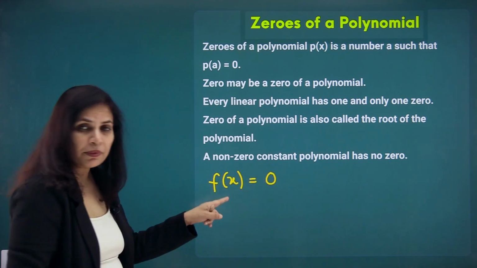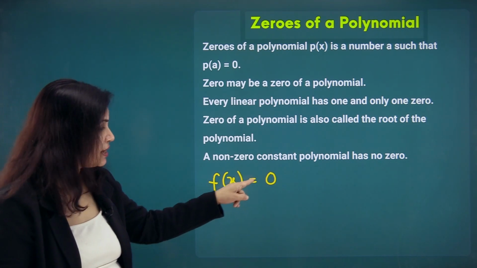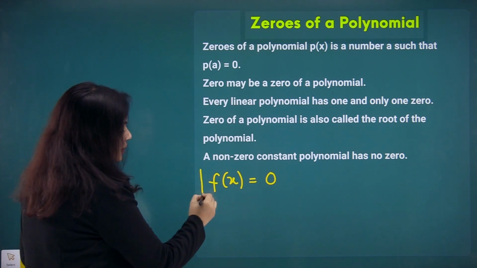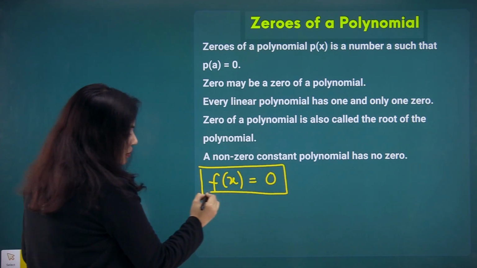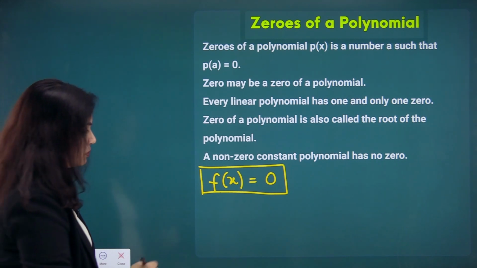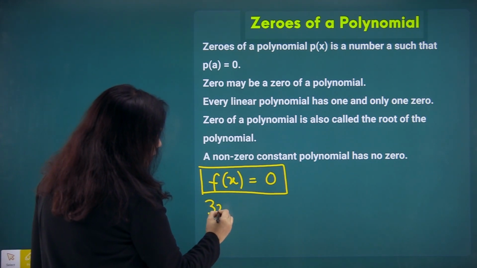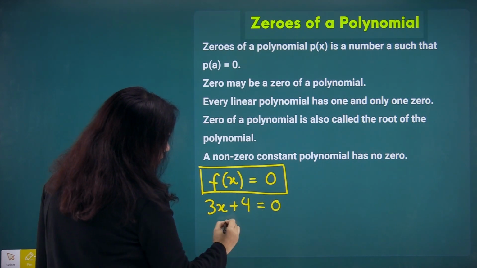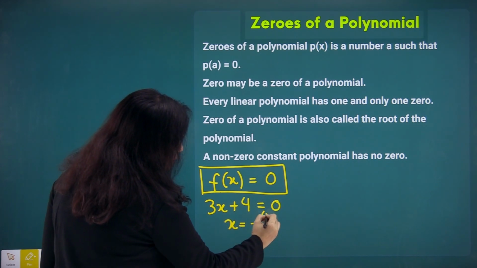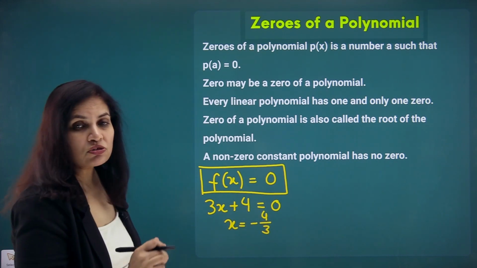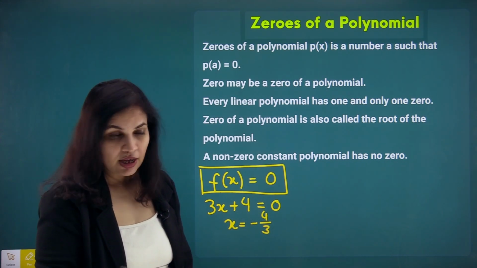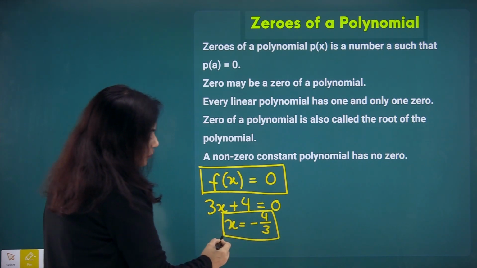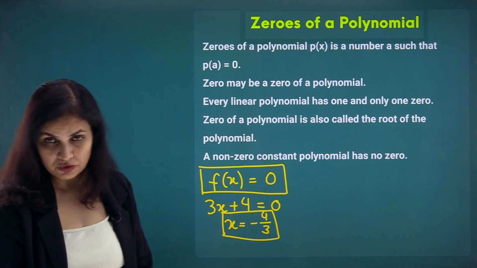I know there is some particular value of x which has made polynomial f(x) equal to 0, and in order to find that out, I have to frame this equation f(x) equal to 0. So, in place of f(x) in the second line, I will write 3x plus 4 equal to 0 and x equal to minus 4 upon 3. This is similar to solving a linear equation. After solving a linear equation, I have got the value of x as minus 4 upon 3.